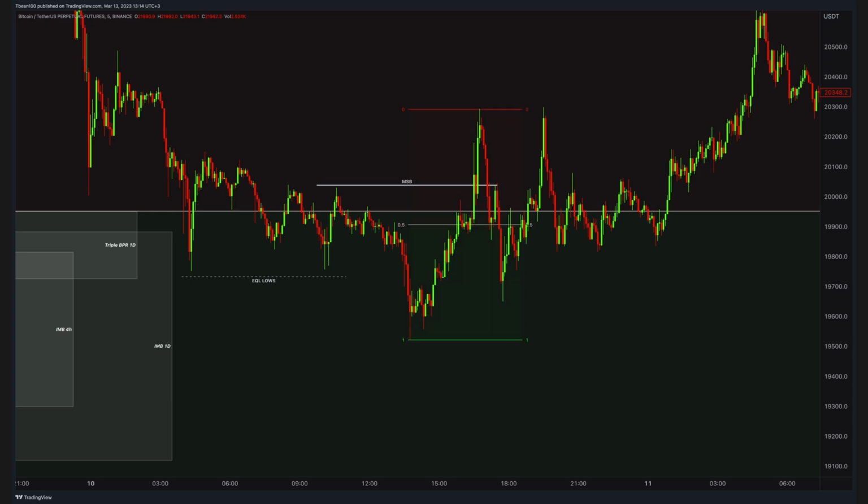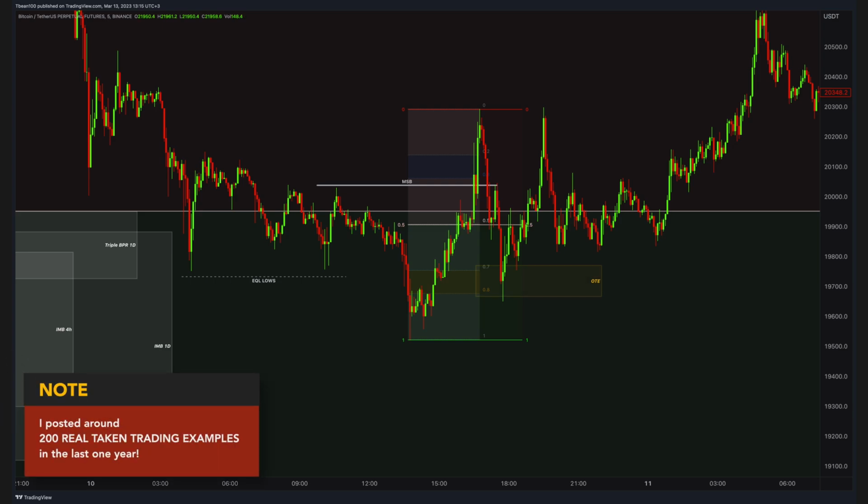Using my micro premium and discount tool, I'm shaping possible entry areas. Also, classic optimal trade entry. You have seen me take this setup probably 100 times. I posted around 200 real trading examples in the last 1 year.